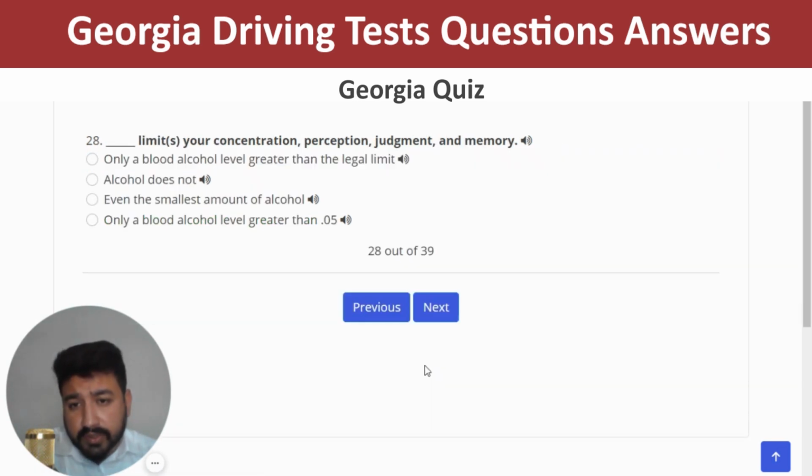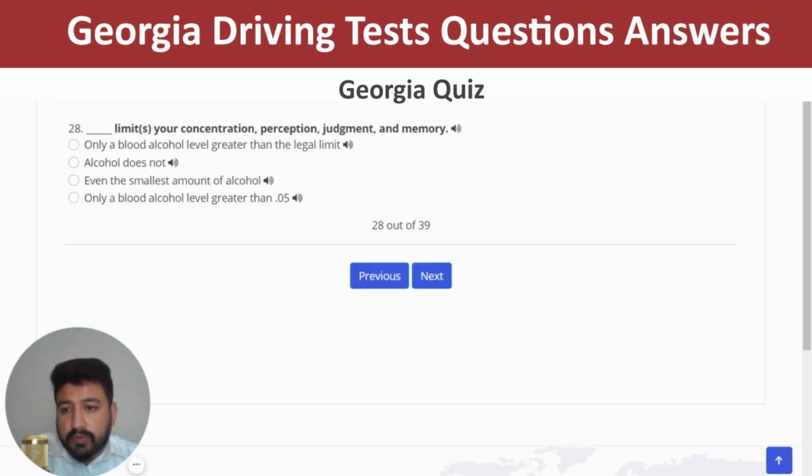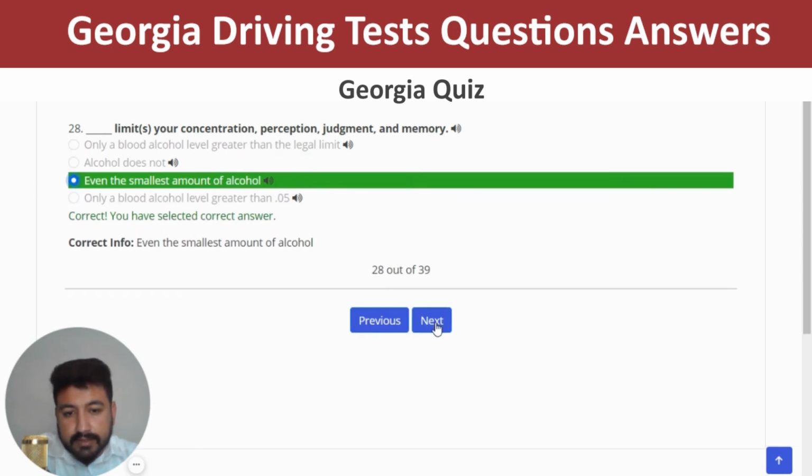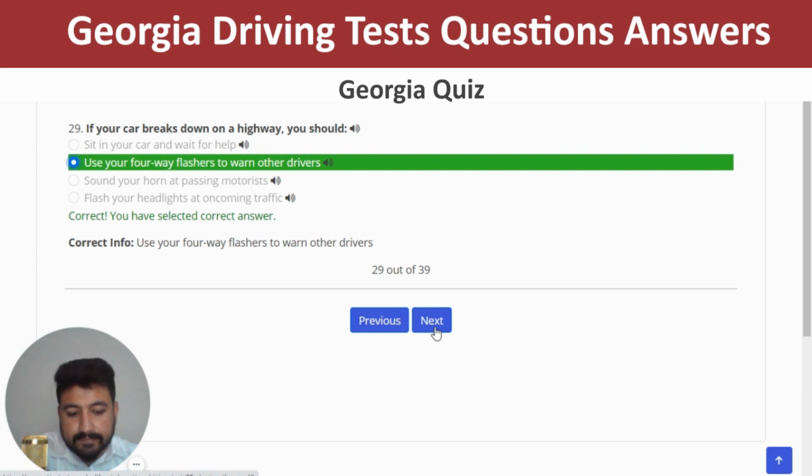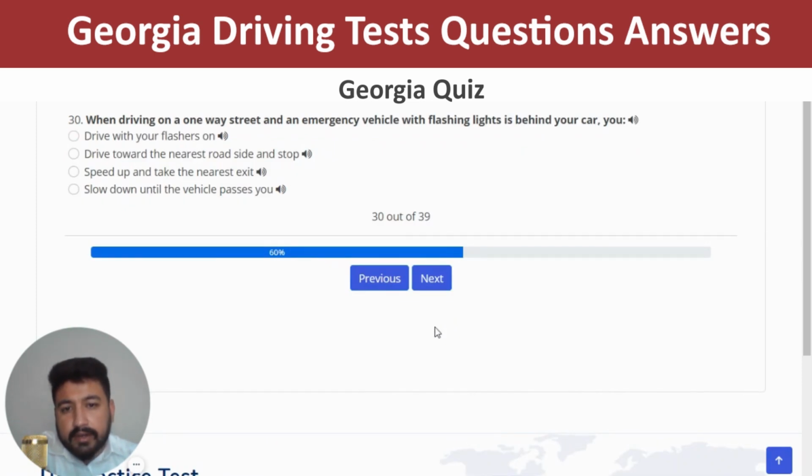Blank limits your concentration, perception, judgment, and memory. So the right answer is the first one. Only a blood alcohol level greater than the legal limit. So the right answer to the 28th question is even the smallest amount of alcohol, which is the third option. Correct? And next. If your car breaks down on a highway, you should. So you can choose the second option, which is use your four-way flashers to warn other drivers. So second option. Next. When driving on a one-way street and an emergency vehicle with flashing lights is behind your car, you drive toward the nearest roadside and stop, which is the second option.